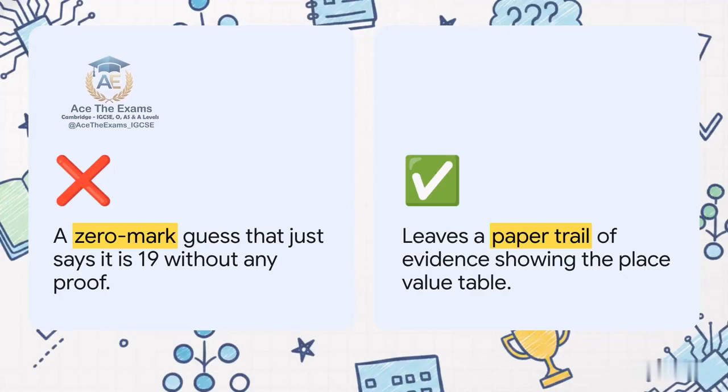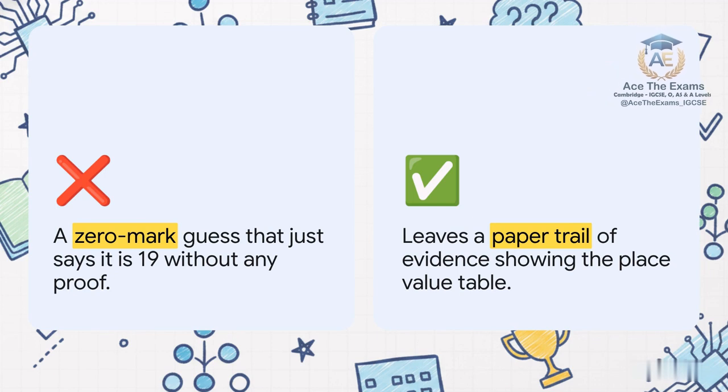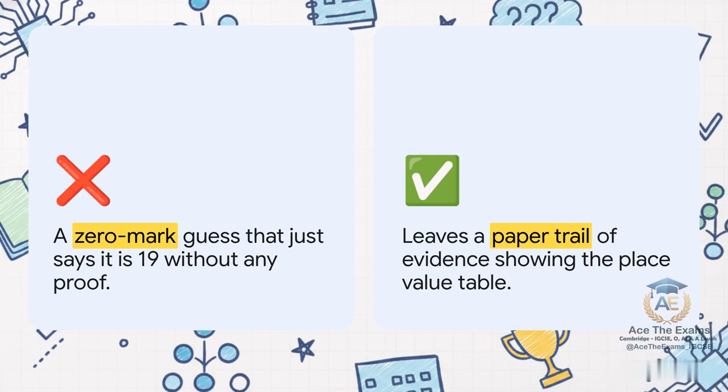And this brilliantly illustrates the exact difference. On the one hand, we have our topper autopsy, a 0-mark guess that basically just says, it is 19. On the other hand, we have our full-mark response. Look at the difference. The student has literally drawn out the place value table, mapped the bits right underneath, written out 16 plus 2 plus 1, and then concluded with 19. By leaving this obvious paper trail of evidence, you're locking in every single available mark. You are proving to the examiner that you didn't just guess or memorize the number.